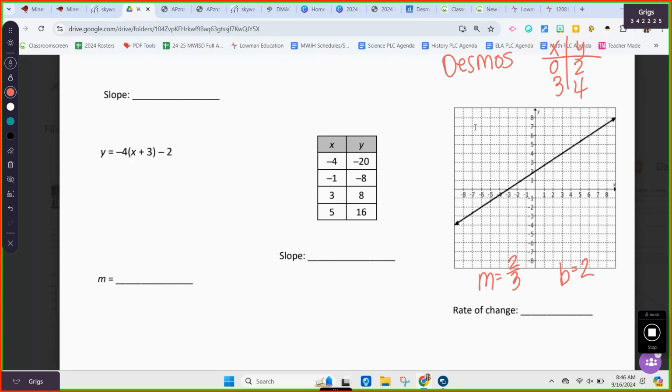So when I plug that into slope-intercept form, what will it look like? y equals 2 thirds x plus 2. Is this a positive slope or a negative slope? Positive. It goes up. Okay. What about this one? Try it with your person.